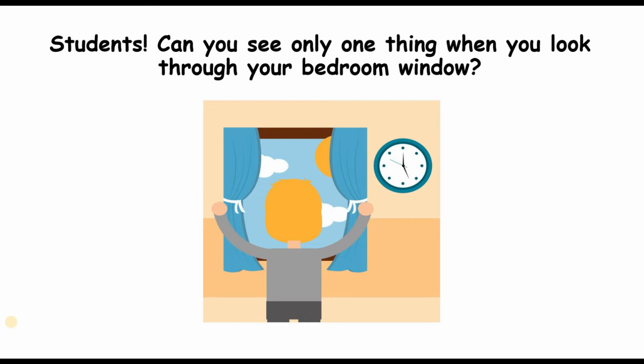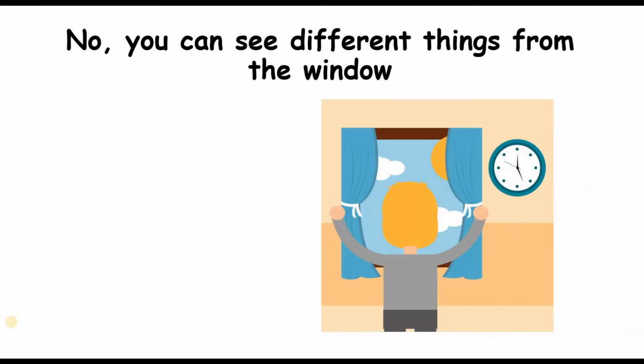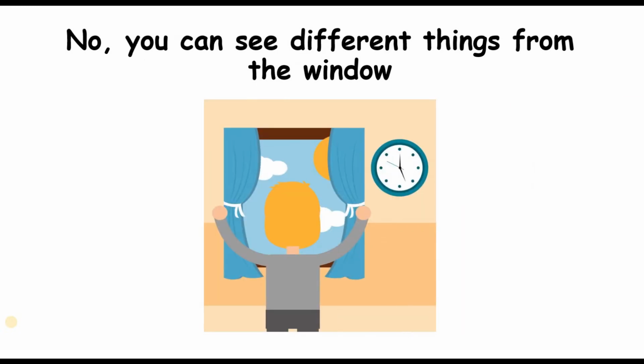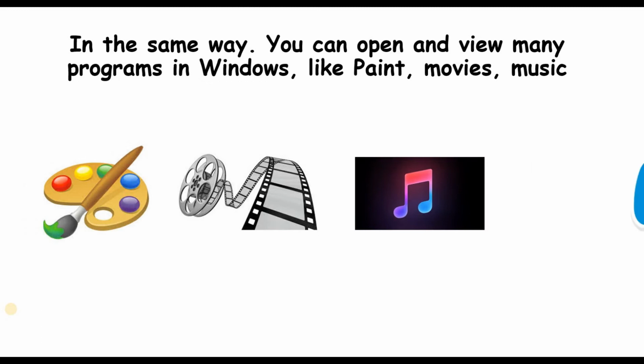Students, can you see only one thing when you look through your bedroom window? No, you can see different things from the window. When you peep through your room's window, you can see different views. In the same way, you can open and view many programs in Windows like Paint, Movies, Music. And this is how the desktop also shows you different views.